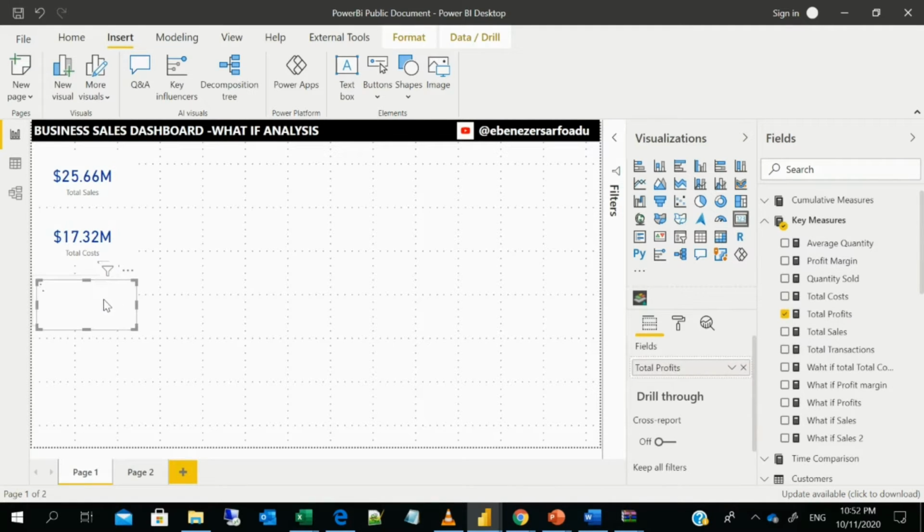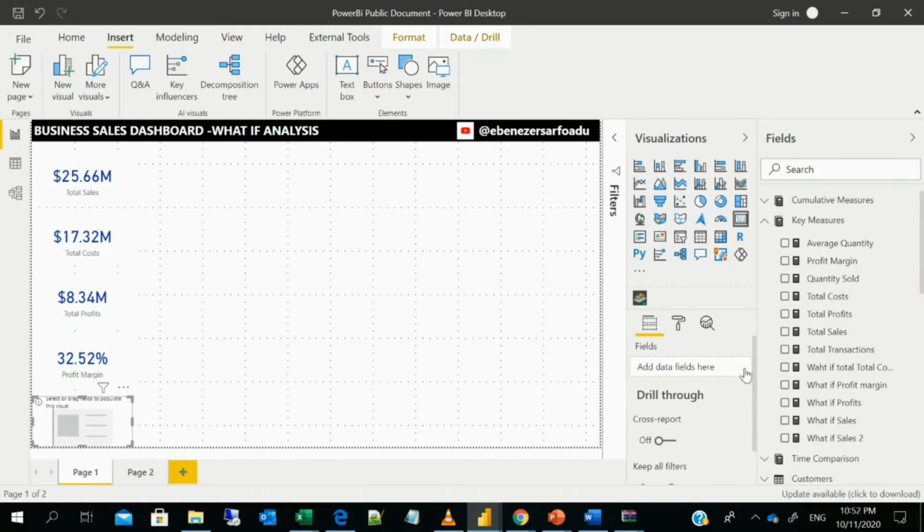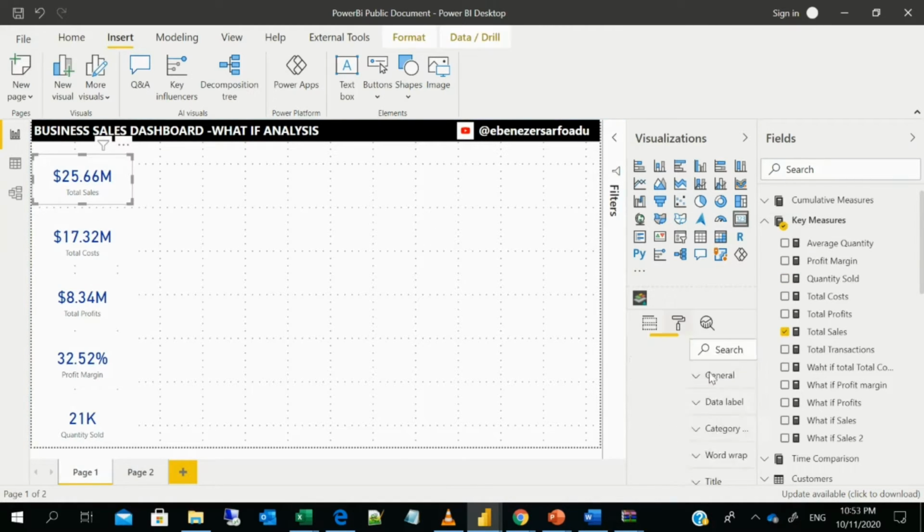Definitely. And once we have our profit, we can look at our total profit margins, and look at quantity sold. So 21,000 quantity sold, a total sale of 25.66 million over a period of 3 years. Let's plot a trend. Let me give it some border to make it appealing.